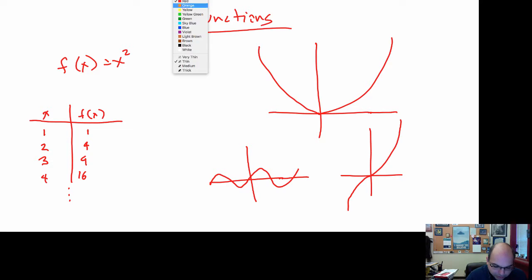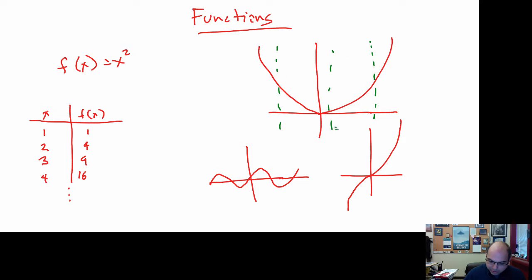Well, you may remember back from probably middle school, maybe a little earlier, that you talked about what was known as the vertical line test, right? So if we draw a vertical line anywhere on this graph, we only ever intersect the function in one place. Okay, so that's the vertical line test. This is true for all of these, right?